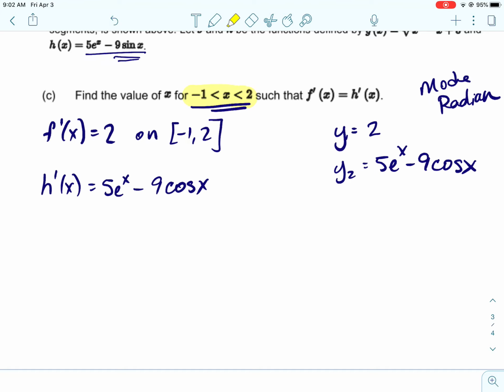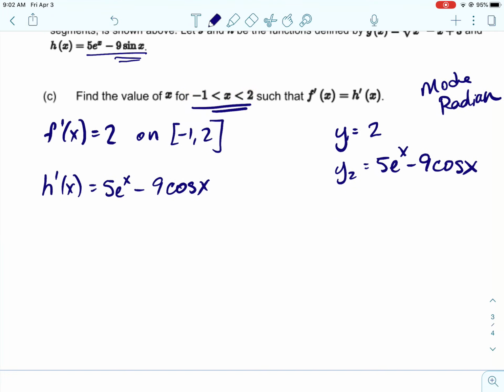So on just the -10 to 10 window, they cross each other 4 times. But we only need to find where they cross in this interval. So they only cross 1 time in an interval. So to find where they intersect, we are going to do second trace to get to the calc menu. And then we're going to choose number 5, which is intersect.